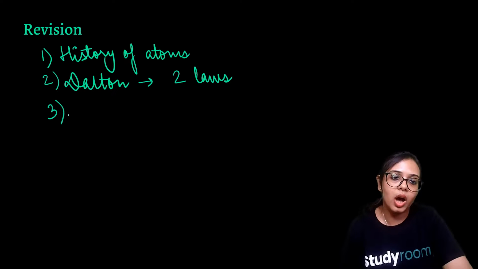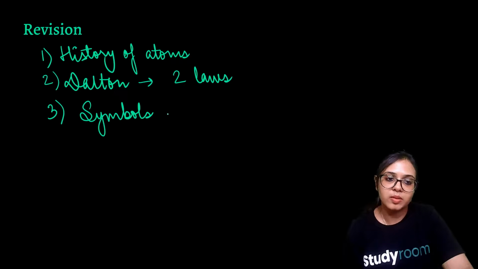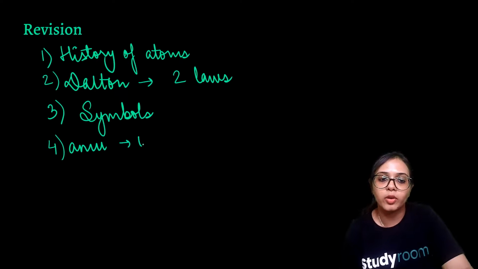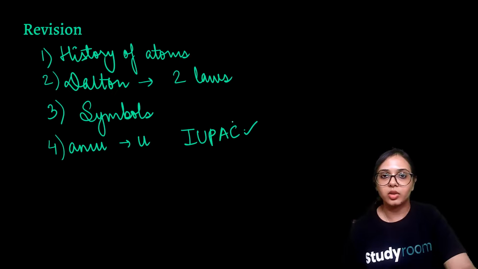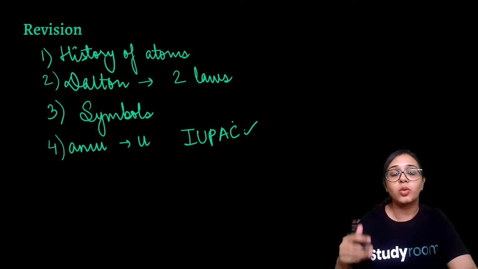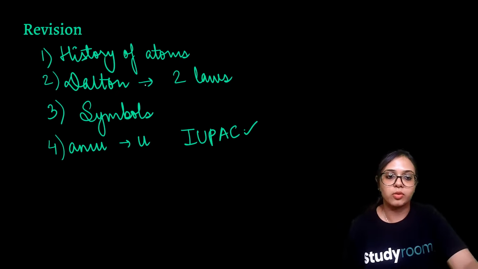Then we saw how atoms are represented. Atoms are represented by symbols. Then we saw the atomic mass unit, how atoms are measured. We simply write u for it. Then you saw the IUPAC, that scientific organization, that body that governs how different elements are named, how they are symbolized, how they function, and so on.